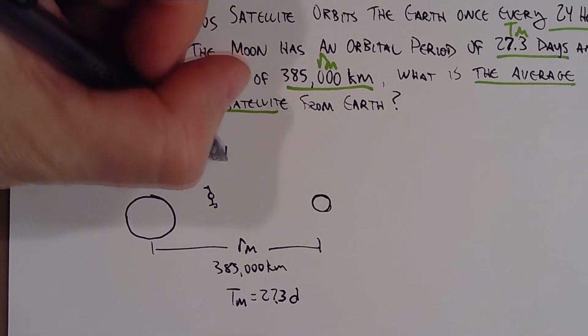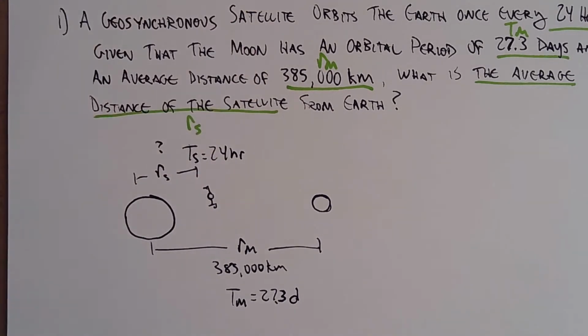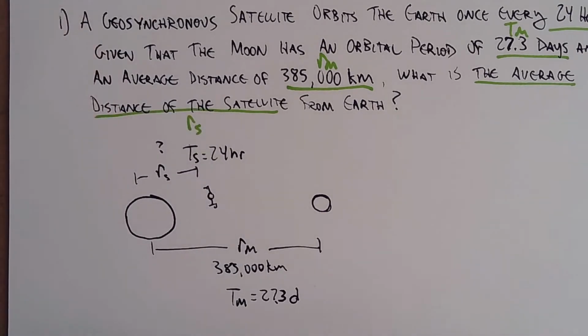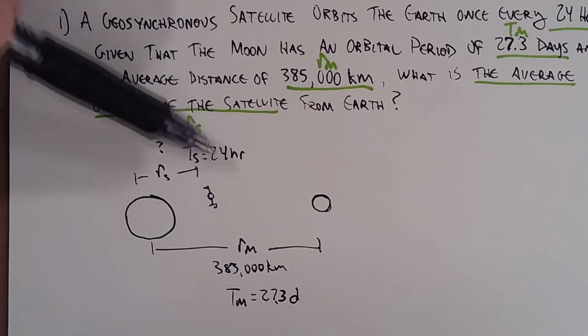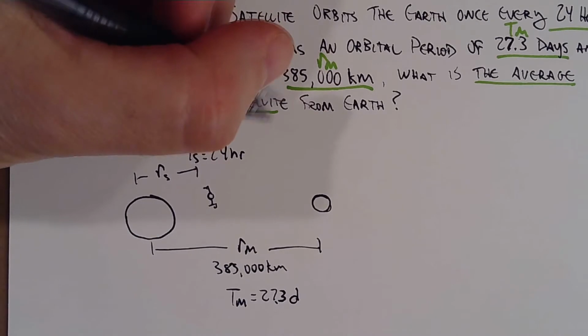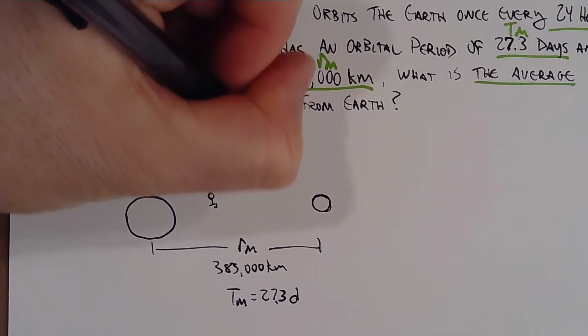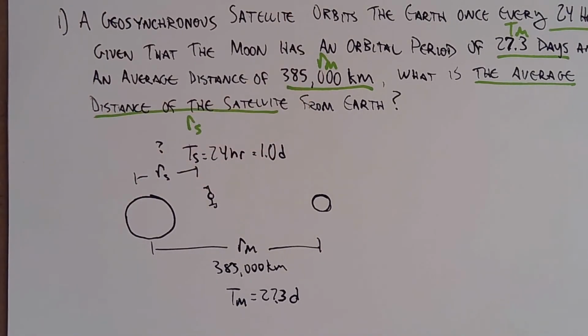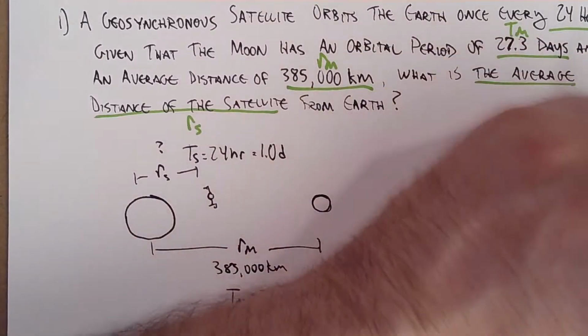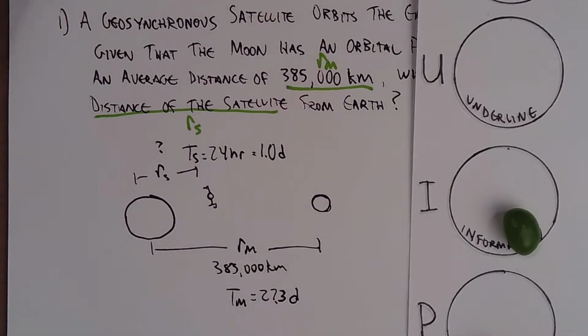is 24 hours. Now, right off the bat, we have to note that we can use any units we want to in Kepler's third law, but we cannot have different units. So we can't have days and hours in the same thing. So easy enough to change. We'll just make this into days, and we're good to go. Okay, and we've identified our unknown. We've got our known information. So I think we have identified our information.